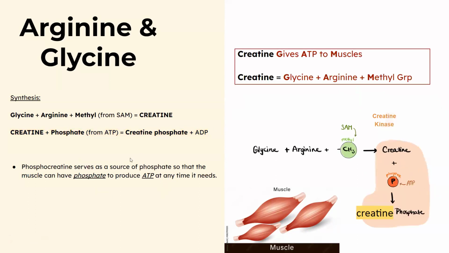Now, another mnemonic for this is if you remember that creatine gives ATP to muscles. So GAM, G for glycine, A for arginine, and M for methyl group from SAM. Okay, so creatine gives ATP to muscles, glycine, arginine, methyl group. Okay.